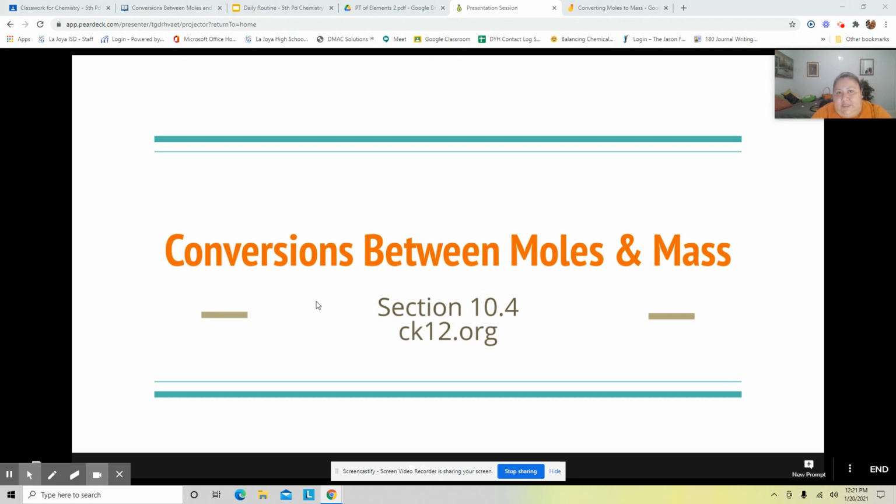We are going to be covering section 10.4, conversions between moles and mass, and we're going to connect it to yesterday's lecture, which was about molar mass, okay? Because molar mass is the bridge between moles and mass, okay?